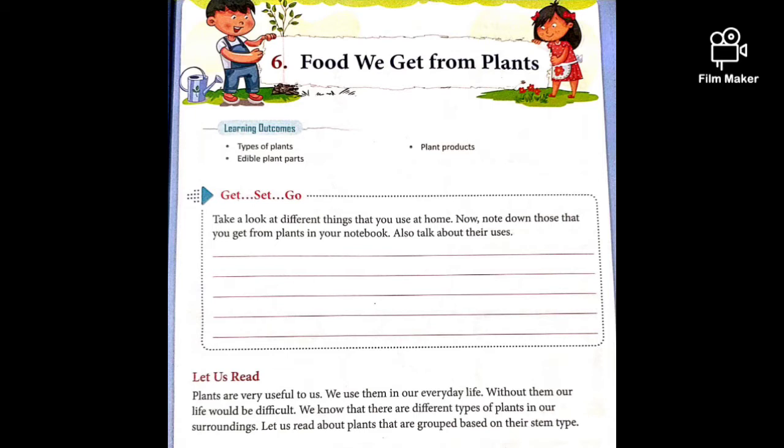So, we all know that plants are very useful to us. Yes, we use them in our everyday life. Without them, our life would be difficult. We know that there are different types of plants in our surroundings. So, in order to study this wide variety of plants, children, we have to group them according to their stem type.